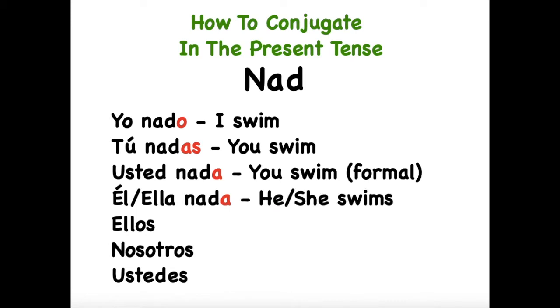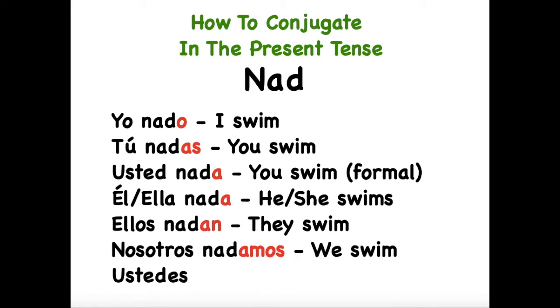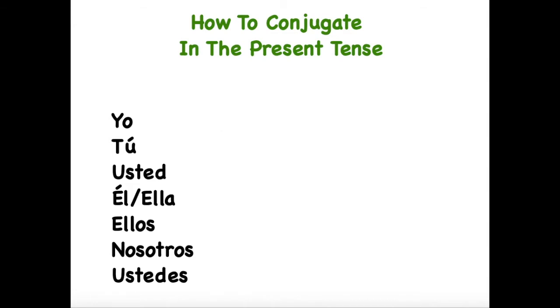Él and ella nada, he or she swims. Ellos nadan, they swim. Nosotros nadamos, we swim. And ustedes nadan, y'all swim. So those are all my stems.